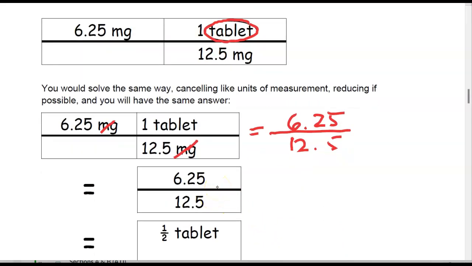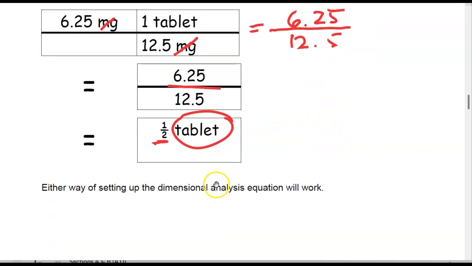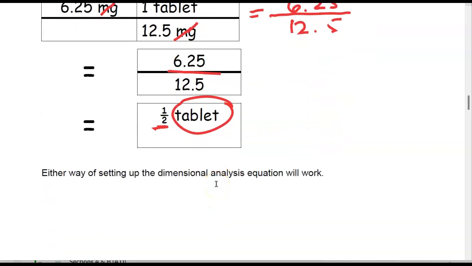And once you divide 6.25 by 12.5, what you get is 1/2. And make sure you write your tablet. Always write your unit of measurement or label. So that's the answer. Either way of setting up the dimensional analysis of the equation will work.